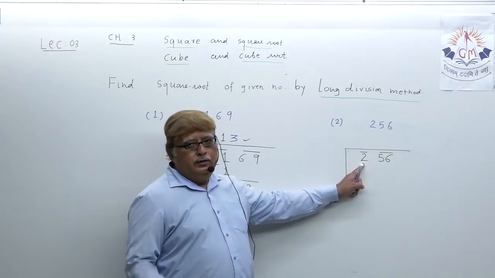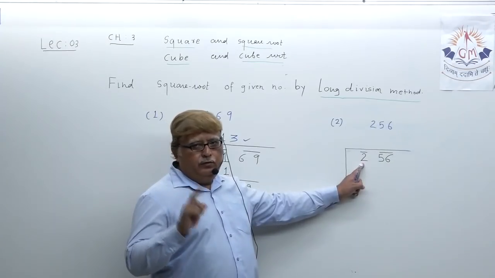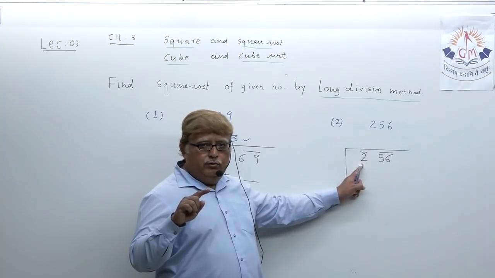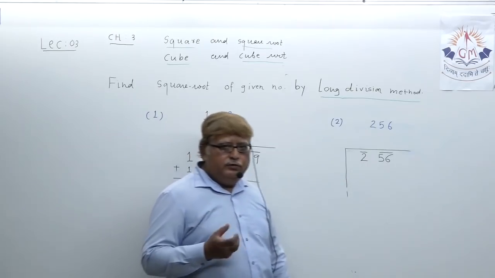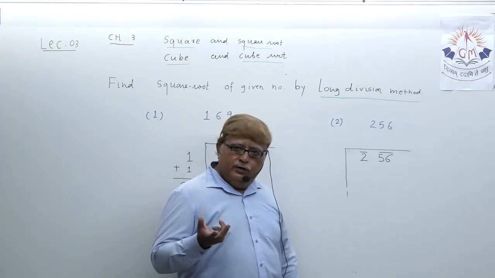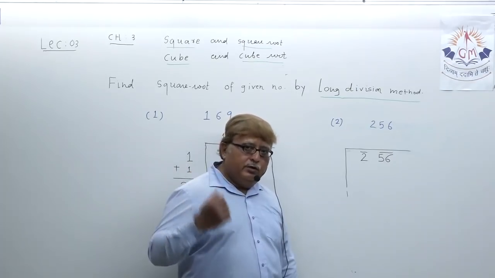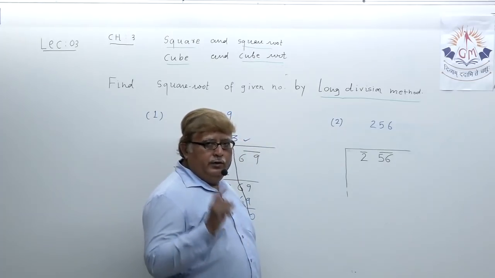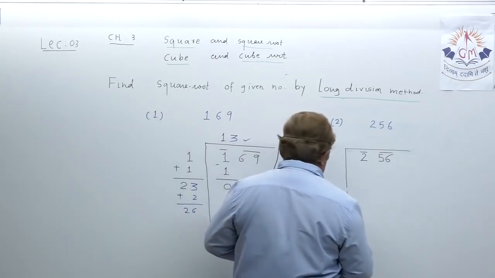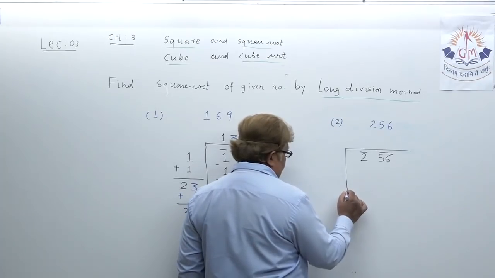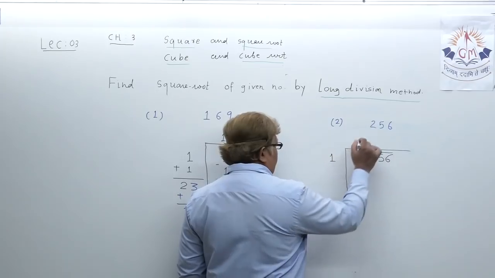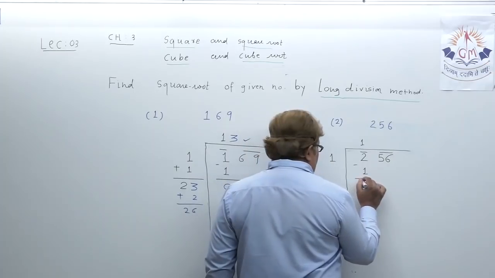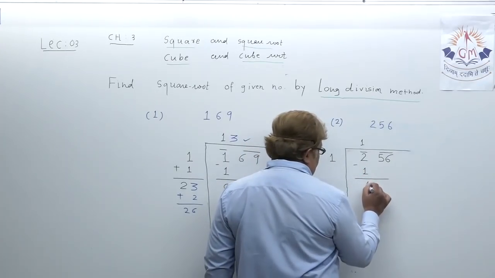What do I speak? Find such a number whose square is equal to 2 or less than 2. Which is that number? 1. 1 square equals 1. If you take 2, the 2 square becomes 4, bigger than 2. Okay. So which number are we thinking? 1. Let us continue, my dear student. 1, 1 ja 1. 2 minus 1, that is 1.